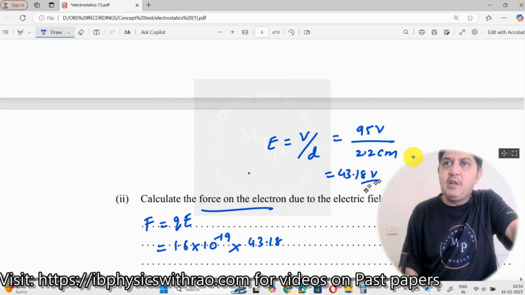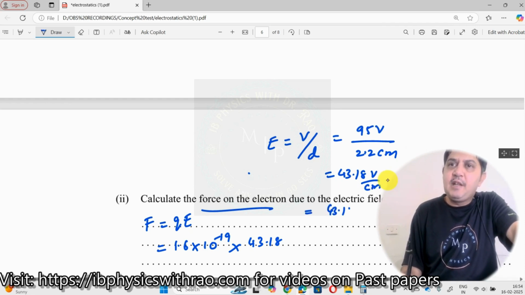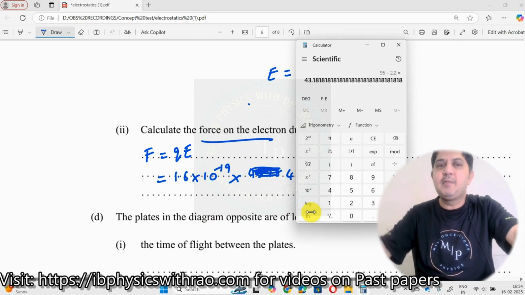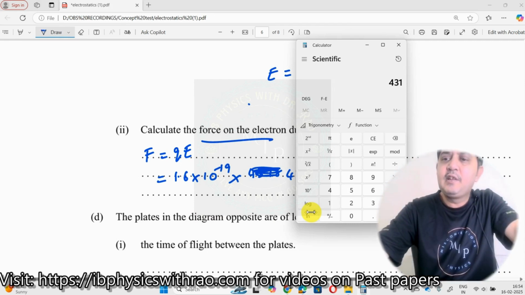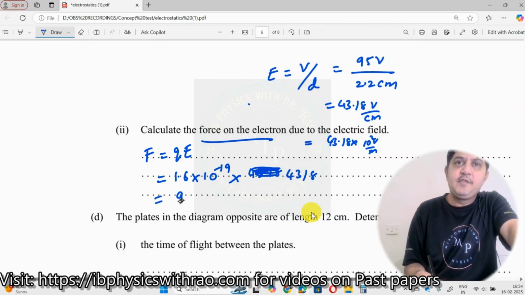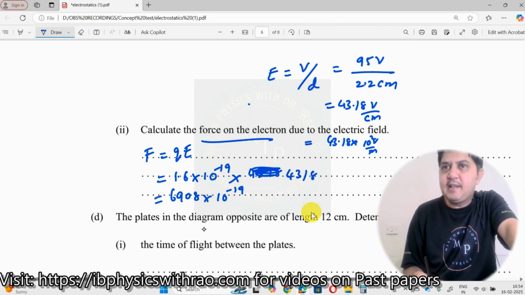43.18 volt per centimeter. But when the centimeter goes to meter, this will become 43.18 into 10 squared volt per meter. So as a result, this will be 4318. Next, what do I have? I need to multiply these two. When I multiply, 4318 multiplied by 1.6 will give me 6908, into 10 to the power of minus 19.